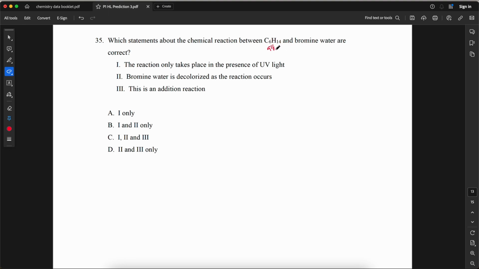Which statements about the chemical reaction between C6H14 and bromine water are correct? This one is an alkane. Alkanes can react with bromine in the presence of UV light, and the reaction is a free radical substitution reaction. So the first option is correct. The third option is incorrect because it's a free radical substitution, not addition. So 3 is incorrect. Now the second one: bromine water is decolorized as the reaction occurs. Be careful. I know bromine water decolorizing is used to differentiate between alkene and alkane, right?